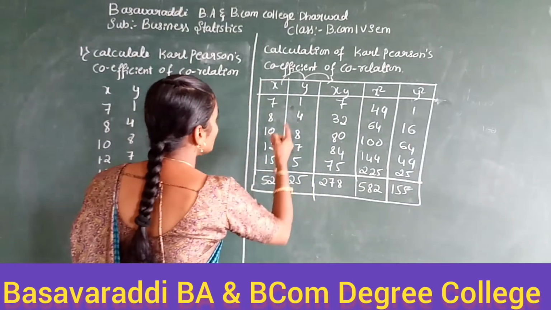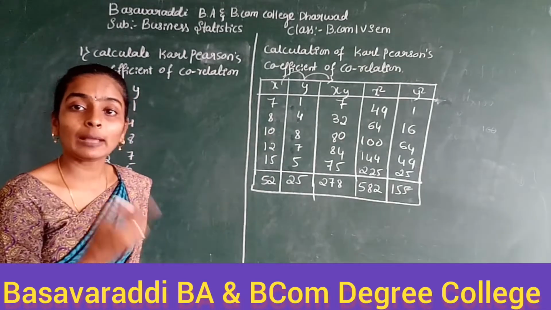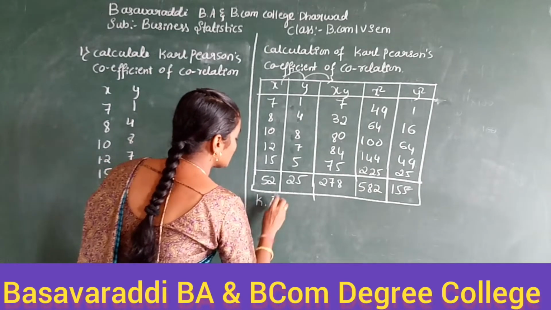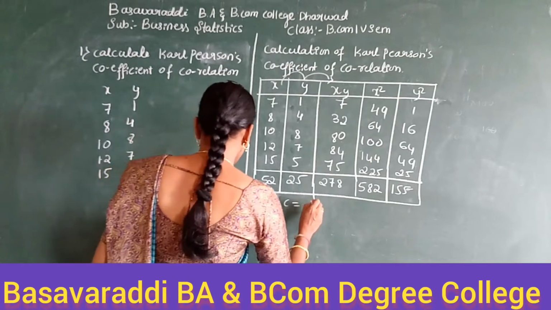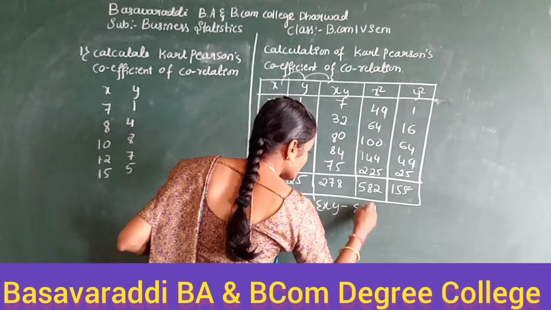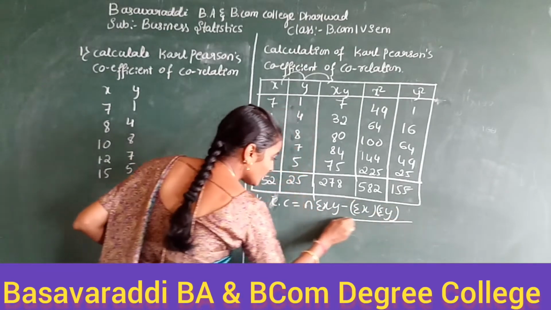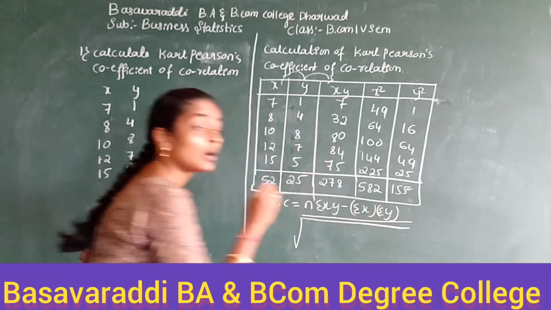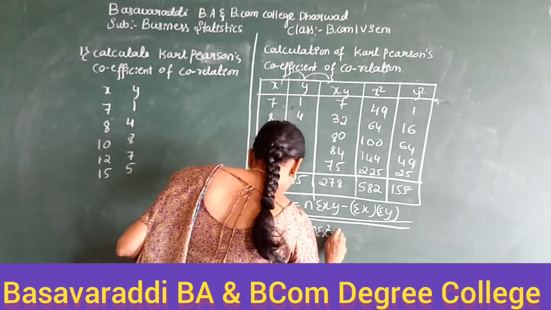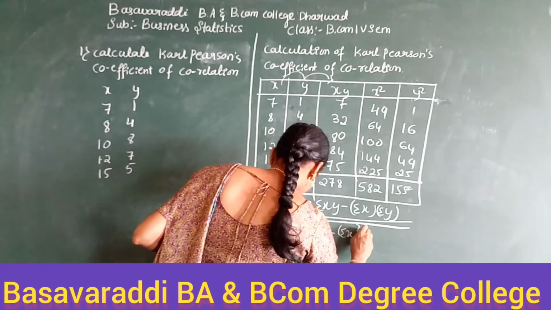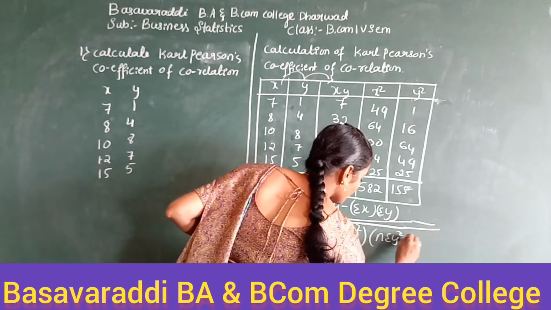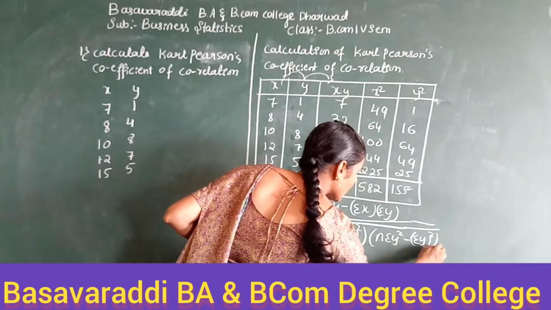I hope you understood. Next, we apply these values in the formula. The formula is Karl Pearson coefficient of correlation is equal to n summation xy minus summation x into summation y, the whole divided by the square root of bracket n summation x square minus summation x the whole square, into bracket n summation y square minus summation y the whole square, bracket close.